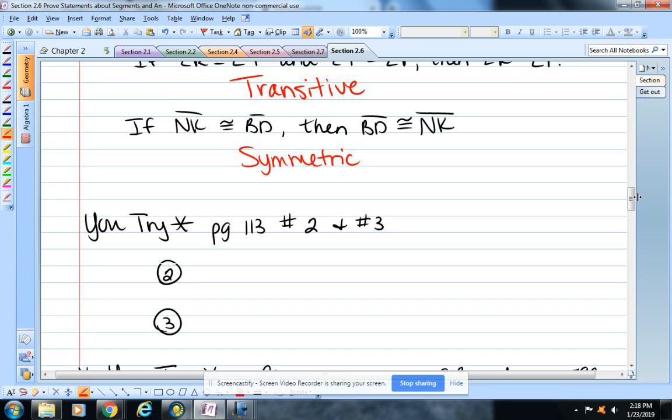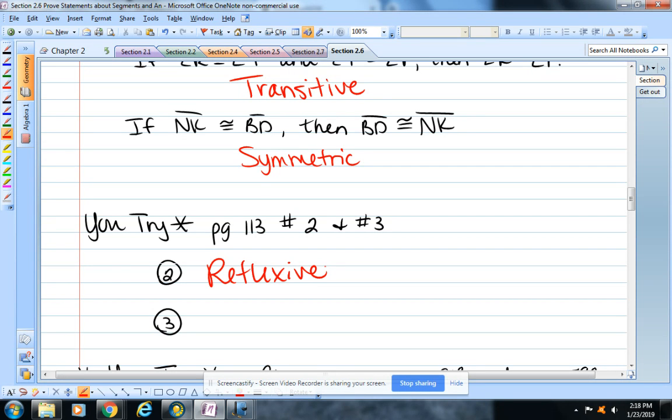Okay, so y'all answer me out loud, please. Number 2 says segment CD is congruent to segment CD. Which property says that anything is equal or congruent to itself? Reflexive. Raise your hand if you got number 2 correct.